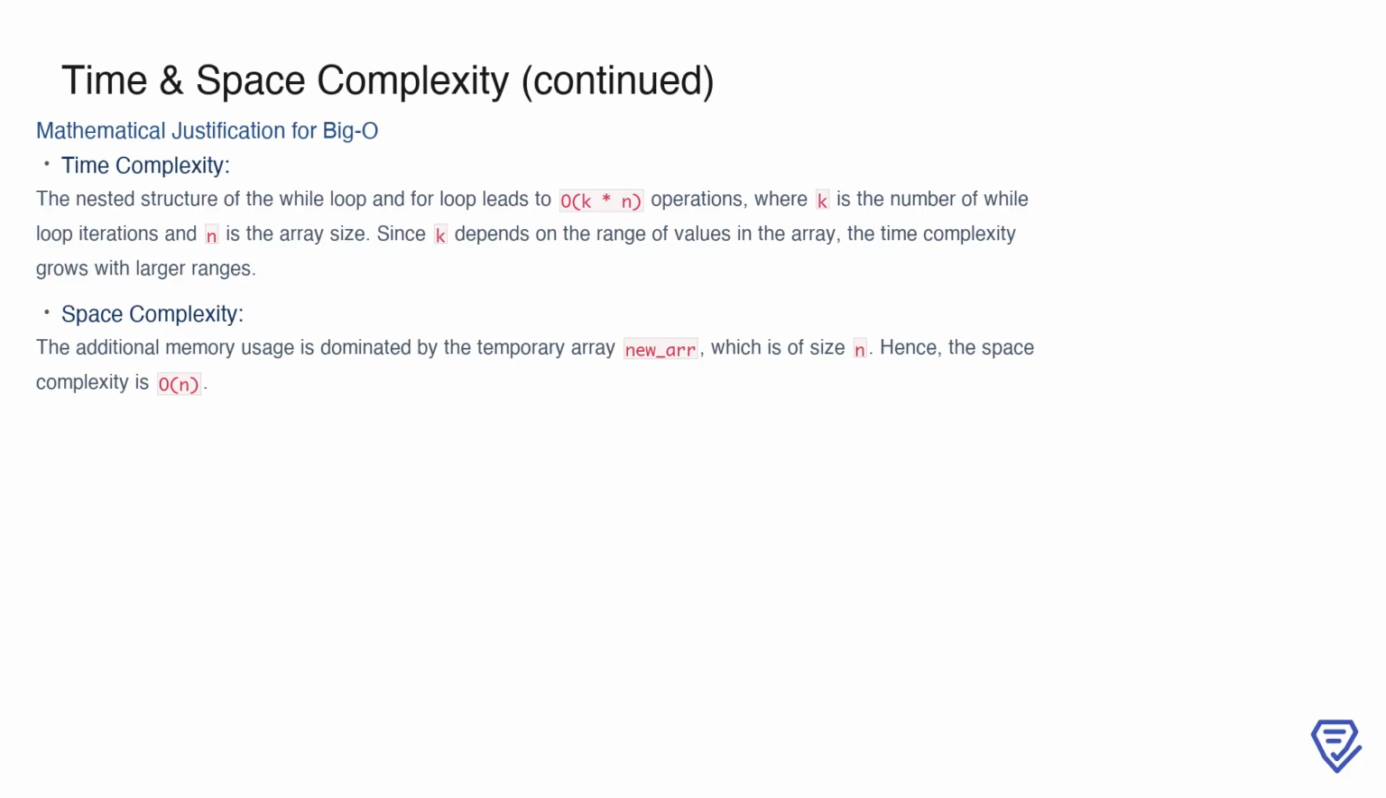For space complexity, the dominant factor is the temporary array new_RR, which has the same size as the input array. This results in a space complexity of O(n), as the memory usage scales linearly with the size of the input array. These analyses confirm that the implementation is efficient in both time and space usage, given the problem constraints.